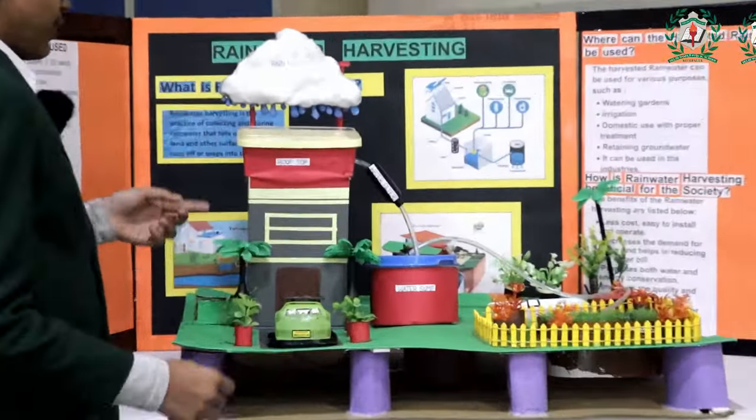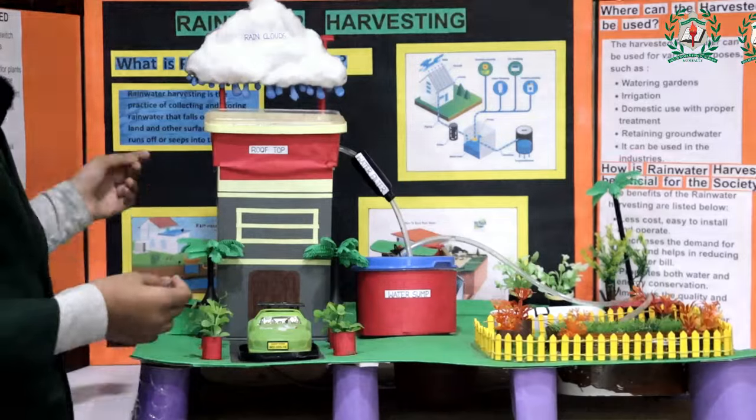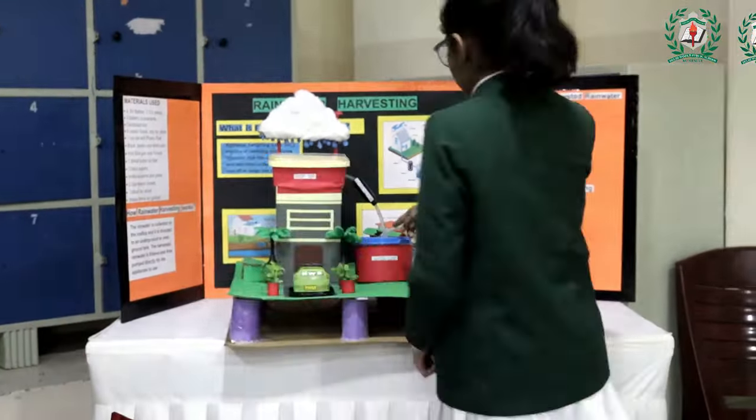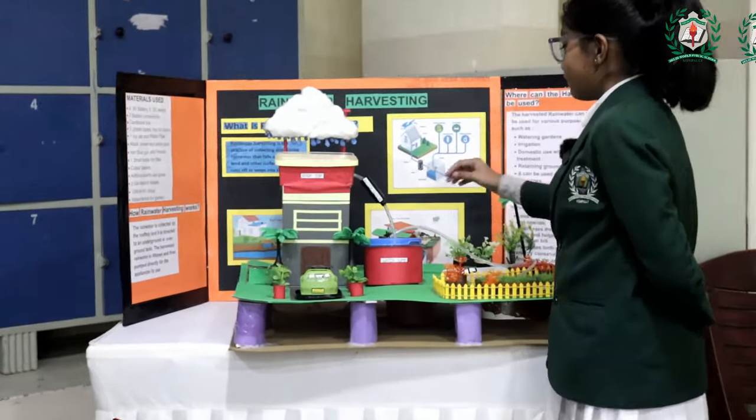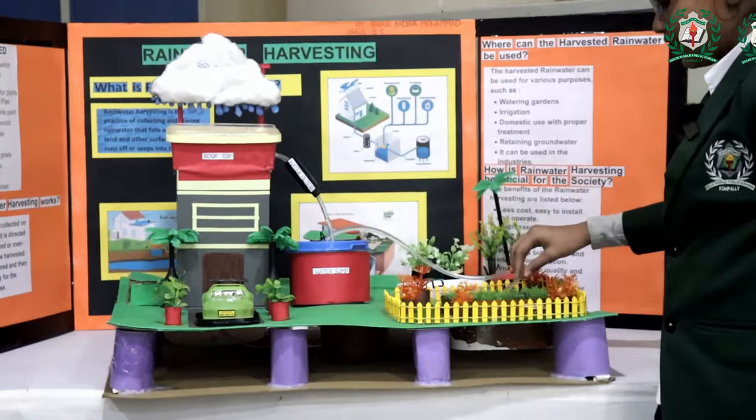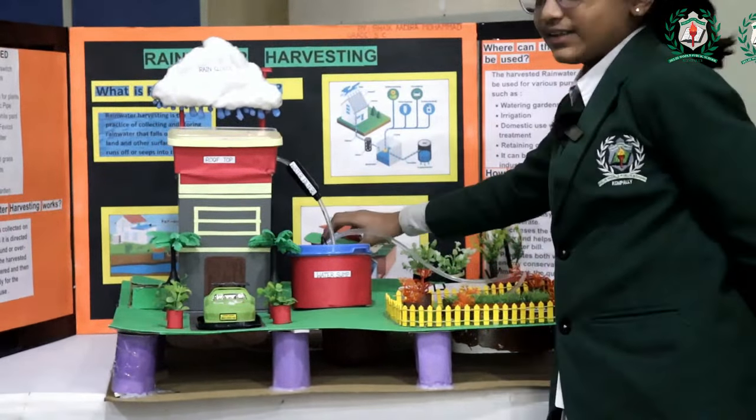When it pours rain, the rooftop collects all of the water and sends it to the filter. The filter filters the water and sends it to the sump. The sump stores the water, and we can use this clean and harvested water for watering the plants, filling up the swimming pool, washing the car. Thank you.